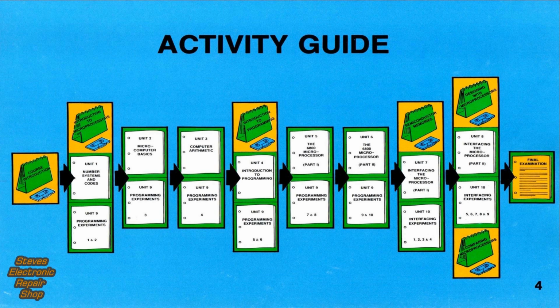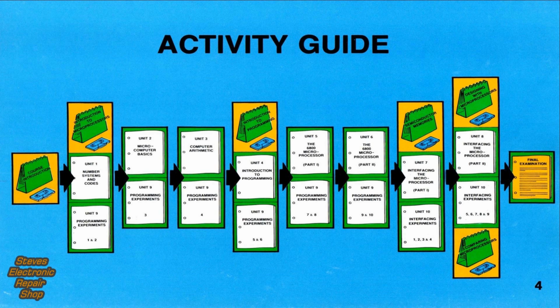Unit 2 is next. You'll enjoy the simplified yet in-depth look at what really goes on inside a microcomputer. Then it's on to Programming Experiment 3, where you'll learn about straight-line programs. Unit 3 is a brief yet comprehensive look at computer arithmetic. Programming Experiment 4 then gives you a ringside view of the arithmetic and logic instructions at work.